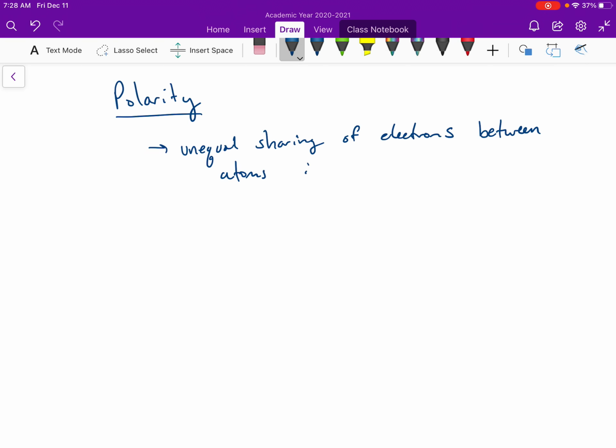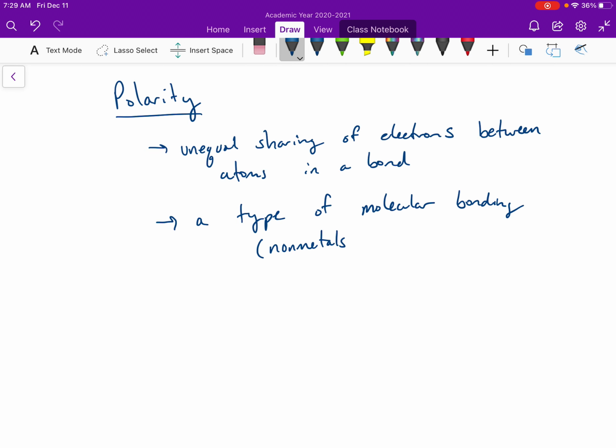Now we're talking about an actual bond and the sharing of electrons. So remember that it's still a molecular / covalent bond. This is a specific type of molecular bonding. So remember, what does molecular bonding involve? That's going to be non-metals, right? And they're sharing electrons. So this is a subset of covalent bonding.